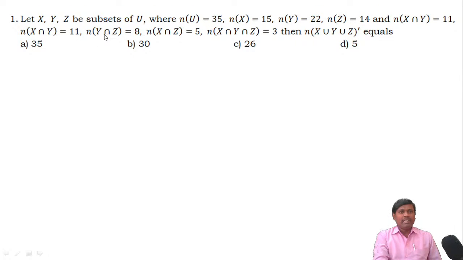And n of Y intersection Z is 8, n of X intersection Z is equal to 5, n of X intersection Y intersection Z is equal to 3. So n of (X union Y union Z) complement is equal to, so we need to calculate that. Okay, so see here.